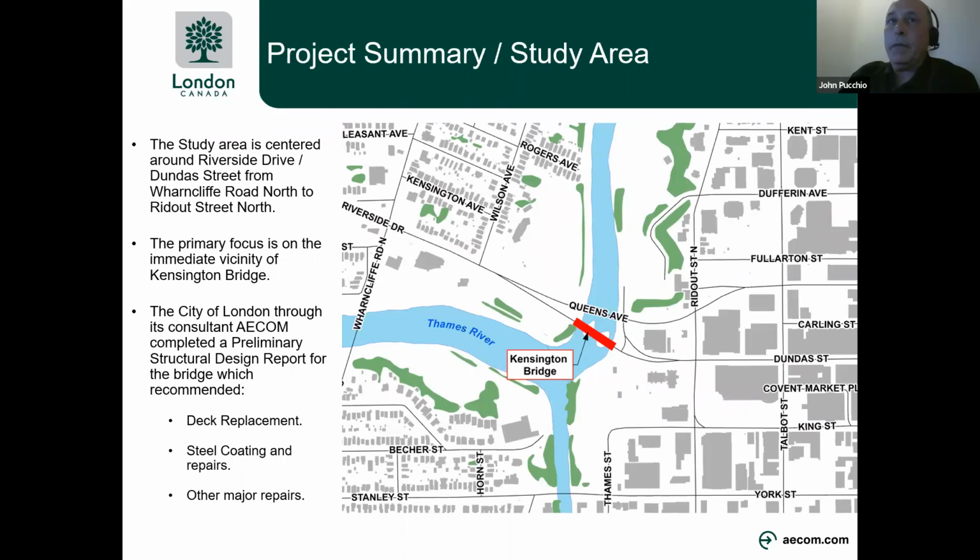Good evening, everyone. I'm John Pucchio again, project manager and structural engineer. So the study area we're looking at here is centered around Kensington Bridge. So that's located on Riverside Drive and Dundas Street. And the area does include basically Riverside from Wharncliffe Road North to Rideout Street North, which is sort of the east extent of Dundas Street for this project itself.